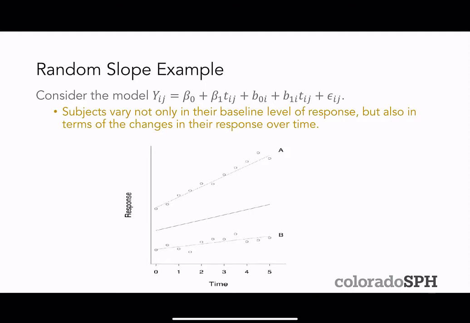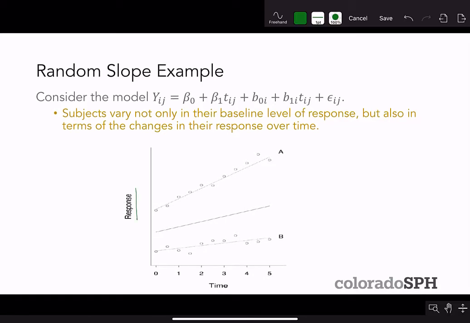The picture of what this model looks like is slightly different, however. This is similar to what I showed before. You have some outcome y, and then the covariate in this example is time. This here is the population mean line, which has some slope and intercept.